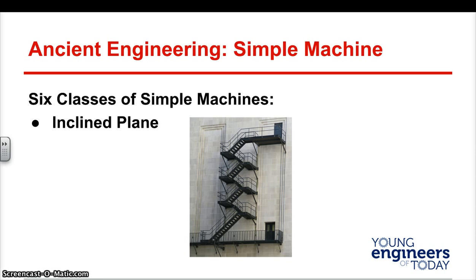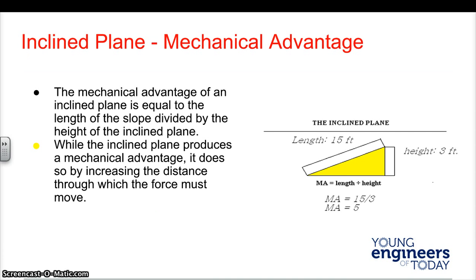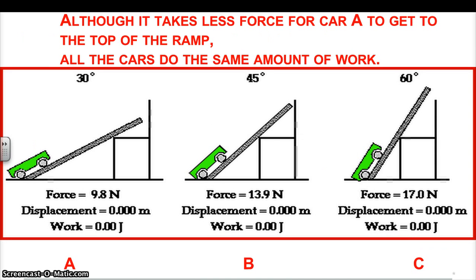Now, our first simple machine I'm looking at is an inclined plane, and it gets its IMA from the length or effort distance divided by the height or resistance distance. All right? Here's a simple equation that shows how you take the length and divide it by the height, and you get a mechanical advantage of 5 here. While the inclined plane produces a mechanical advantage, it does so by increasing the distance through which the force must move. Okay? Now, although it takes less force for car A to get to the top of the ramp, all the cars do the same amount of work. This is because our length here is the same. Okay? All right?